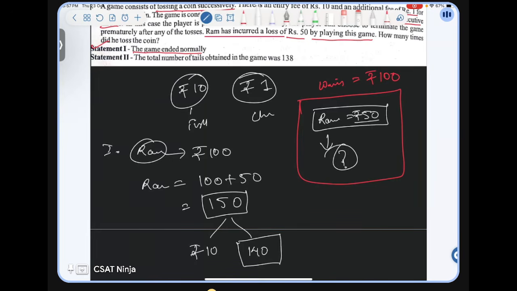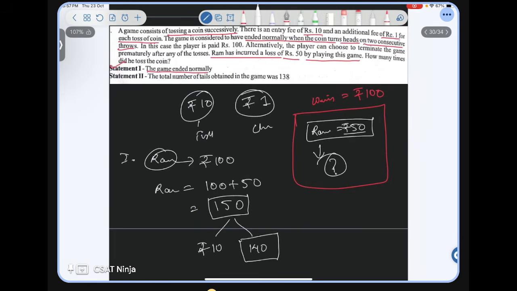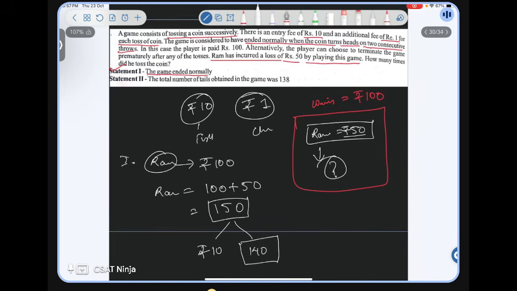But shall we check for 2? But before going to 2, are we able to understand this? Because it is not a question where we have any formula, just an understanding type of question only.